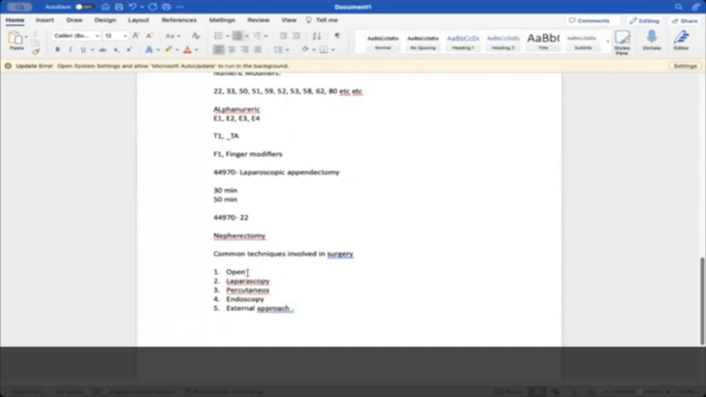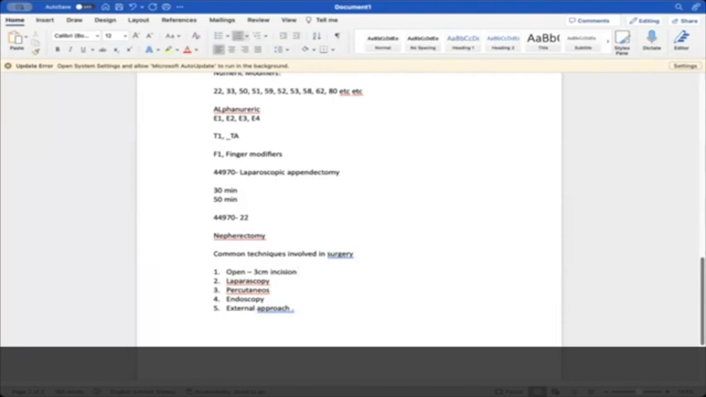Open means, in simple words, how will you define open? Incision. Even in percutaneous, they do incision. Even in laparoscopy, they do incision. Then how will you differentiate? Opening the entire site. Yes. So the minimum incision size should be 3 centimeter. Remember this: for open approach, the incision size should be 3 centimeter.